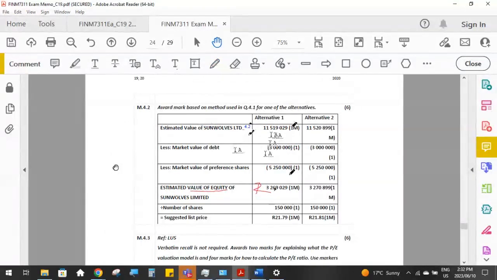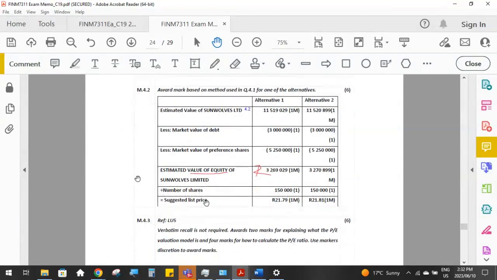Do you guys understand that? Total value of the company, debt and equity. So then we say, okay, we know that debt is worth 3 million of that 11.5. We know that the preference shares are 5.25 of that 11.5. So that leaves us with 326,929, which is the value of just the equity on its own.